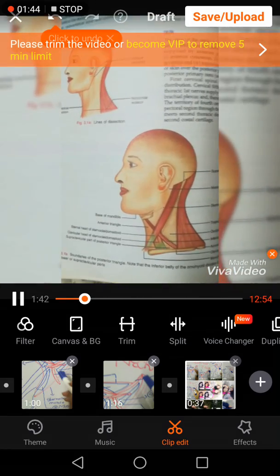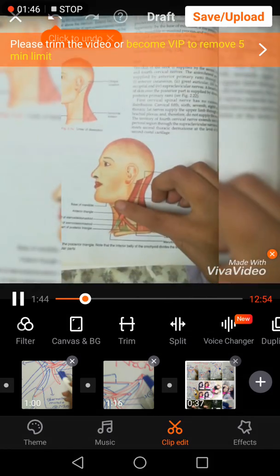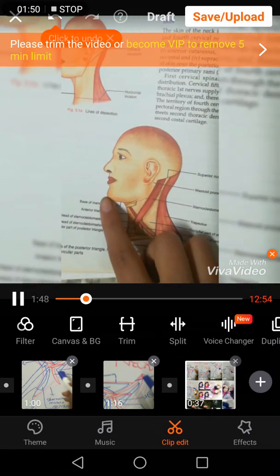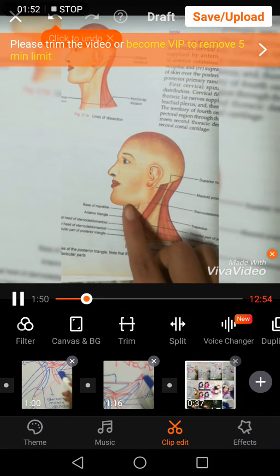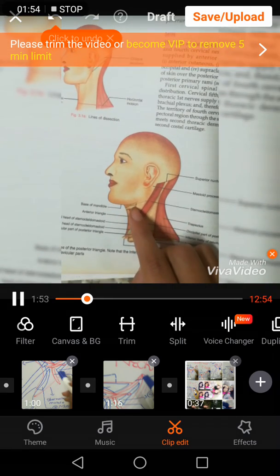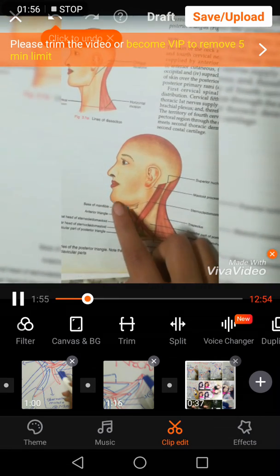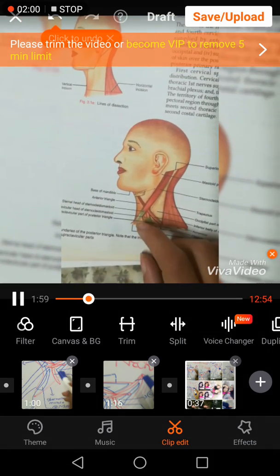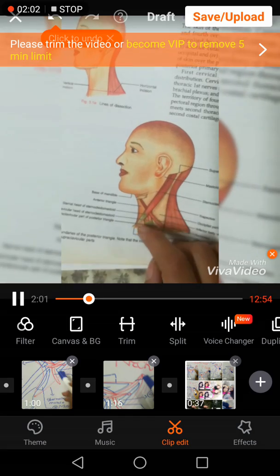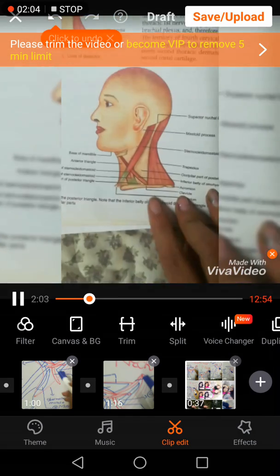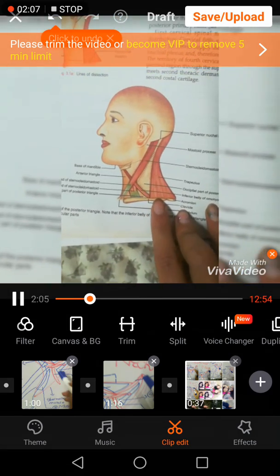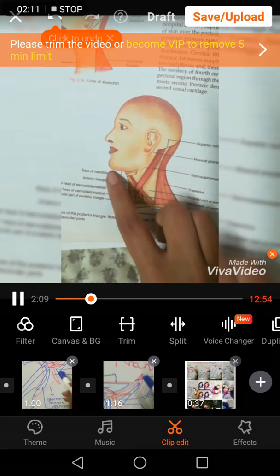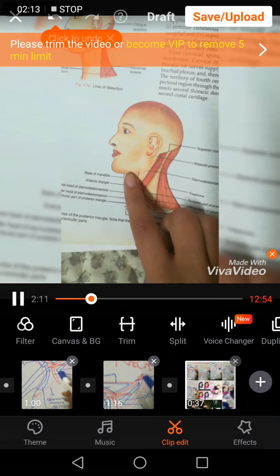Now, superiorly, what is present? Above the neck, the structure present is the base of the mandible. Inferiorly, below the neck region, you have a bone called the clavicle. So below it, you have the clavicle, and above it, you have the base or body of the mandible.